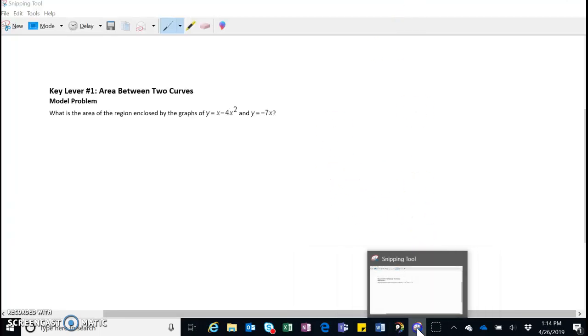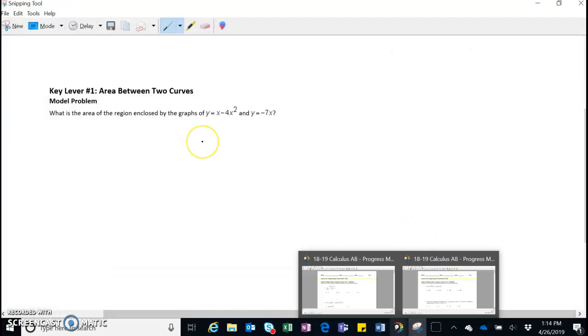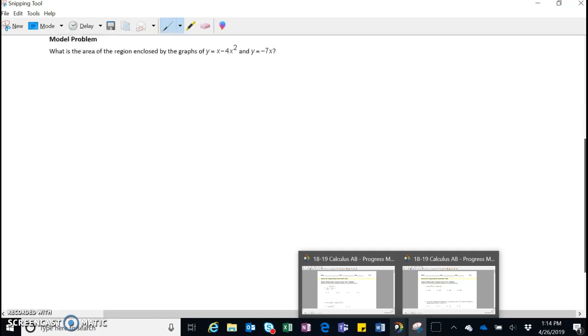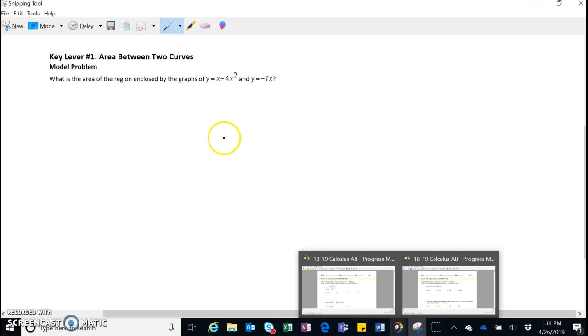Right, everybody. I am on page 78 here to talk about area and volume. So find your way to your packet. We won't need a calculator yet, but you might need one in a minute when we get to our second key lever. So the first thing I want to talk about is area between two curves.